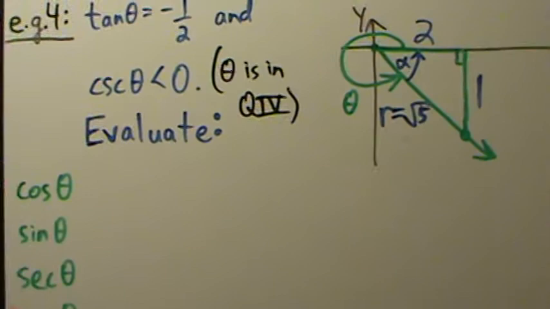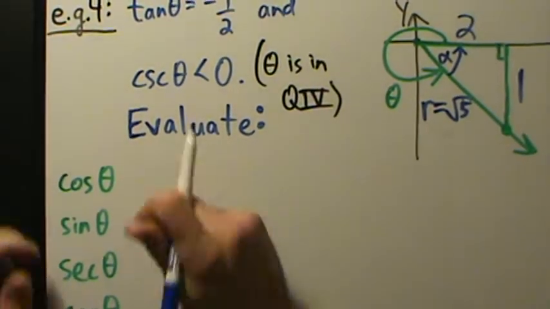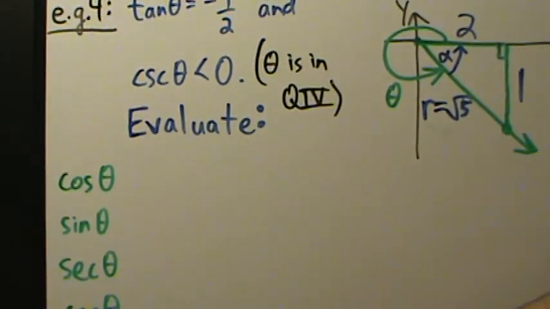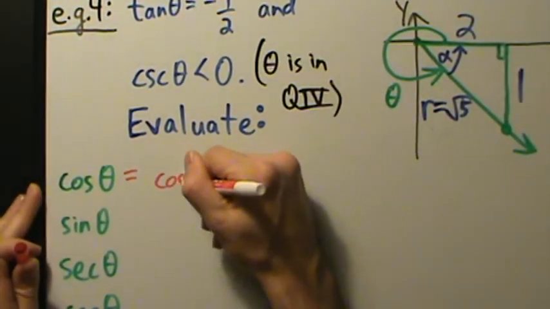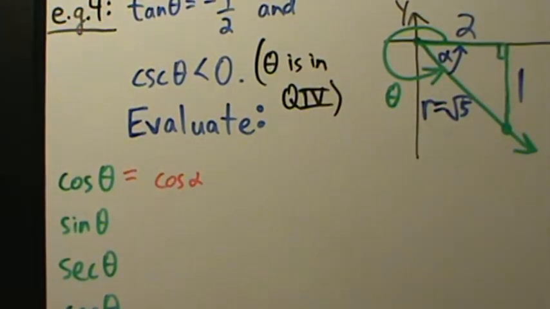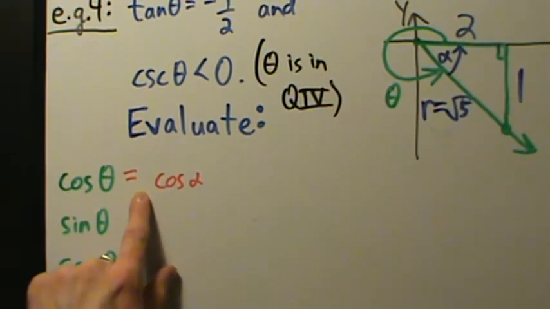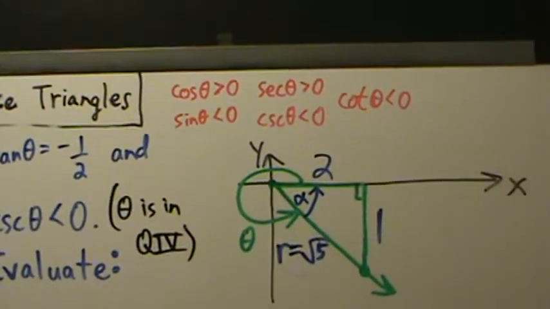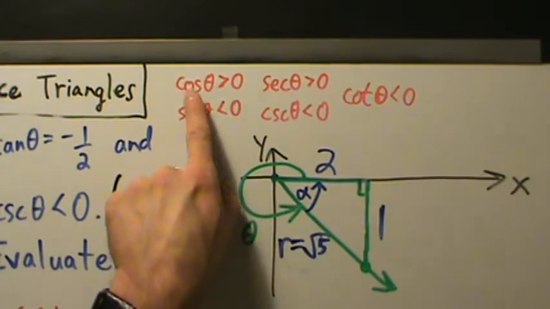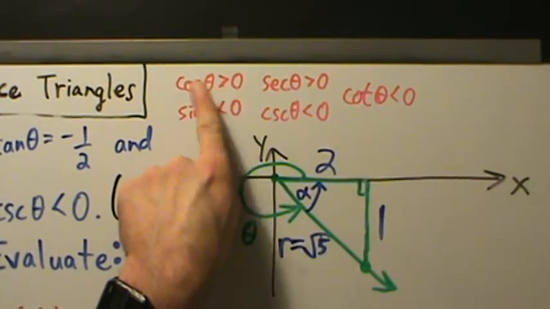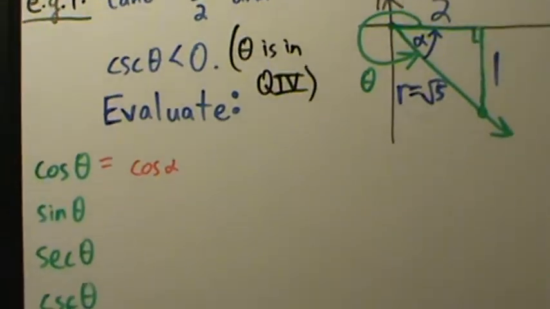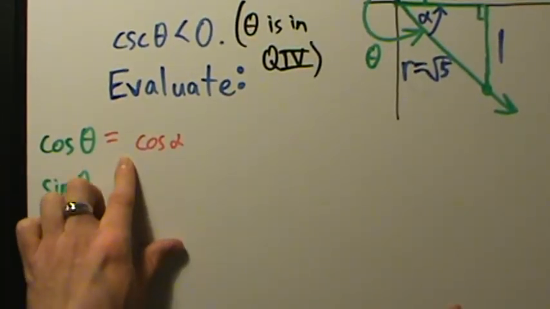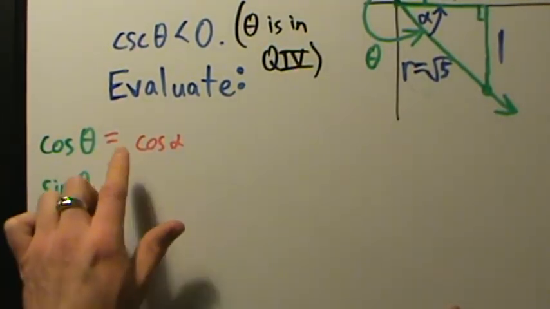So in particular, now let's go over here. Cosine of theta is the same thing as the cosine of alpha, right? Because remember, that's how angles and reference angles work. It's the same thing as cosine of alpha, except we might have to slap on a minus sign here. Do we? No, we don't, because cosine of theta is positive. Since theta is in quadrant 4, cosine of theta is positive, so cosine of theta is just exactly equal to cosine of alpha, no negative sign in front.